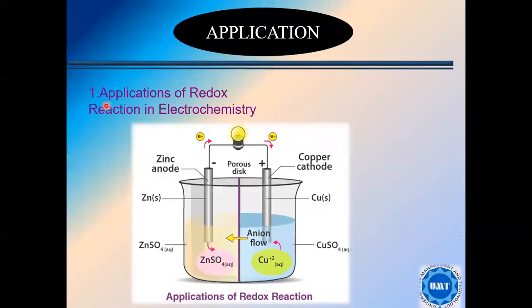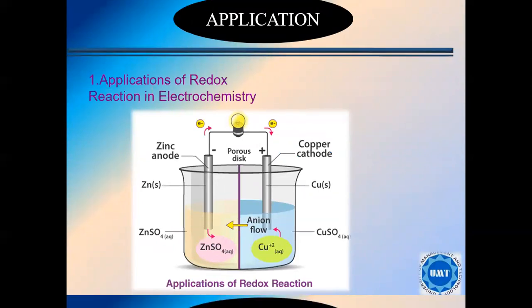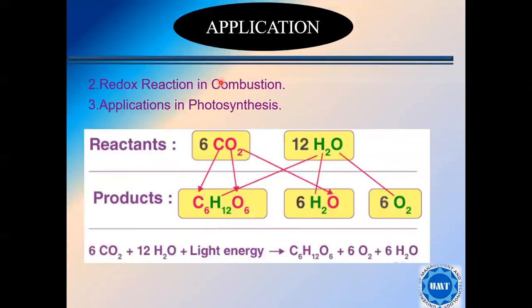So what are the applications of redox reactions? They are used in electrochemistry, in cells. These are all applications of redox reactions. They are used in combustion and in photosynthesis. The reactants are carbon dioxide and water, which react to give glucose as the product, with water and oxygen as side products, and oxygen is used for respiration.